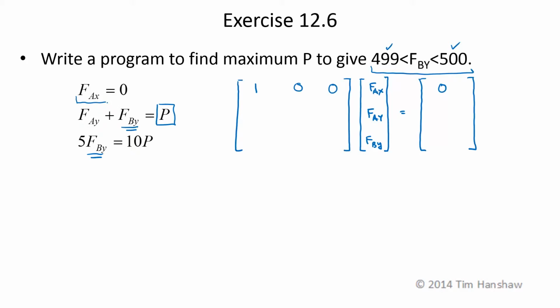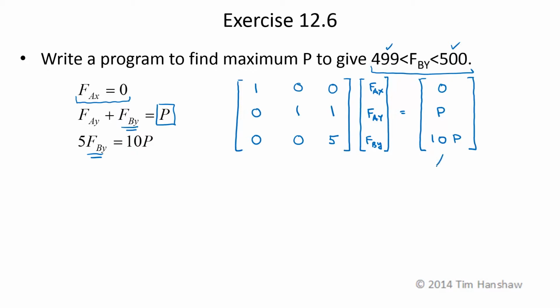Since fay and fby don't show up in this equation, I can just multiply them by 0 to get rid of them. The second equation is nothing times fax, 1 times fay, and 1 times fby is equal to p. The final equation has no fax in it, there's no fay in it, there's 5 times fby, and this is equal to 10 times p.